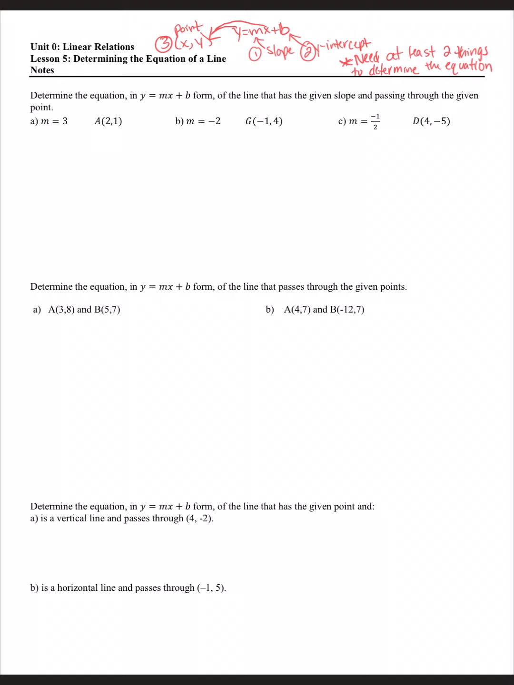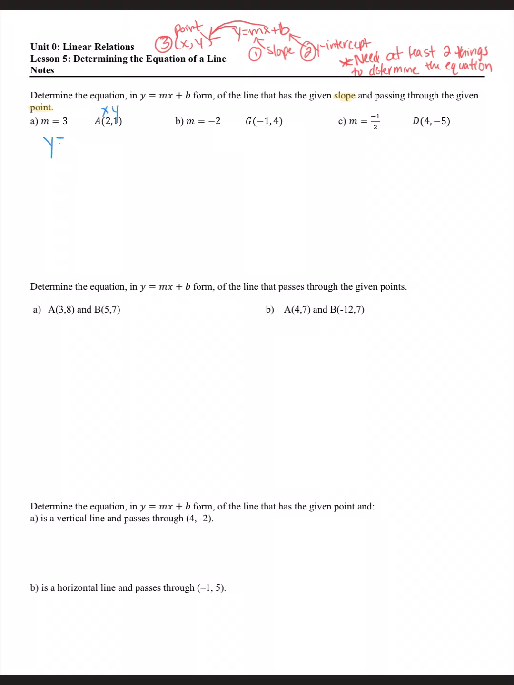So for example, determine the equation in y equals mx plus b form of the line that has the given slope. So we're just going to highlight the information. It's given us our slope and passing through the given point, right? So we have slope and we have point. So we have two pieces of information. We can use those two pieces of information to now find the entire equation. So I'm just going to label with our variables. So we have m, and then if we have a point 2, 1, we know that that is our x and our y. So x and y.